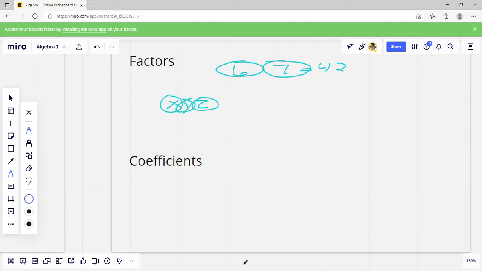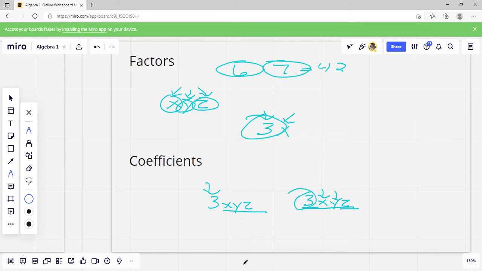Coefficients. A coefficient is going to be the number part, or it could be any factor, but generally when we use the word coefficient, we're talking about the number part. So if we said 3x, the 3 could be a coefficient or the x could be a coefficient, but we generally are talking about the number part. So if we said 3xyz, our coefficient is going to be 3. 3 would be the coefficient of xyz. We could also say x is the coefficient of 3yz, or y is the coefficient of 3xz. But generally, we're just going to be referring to that number part, not the variables.